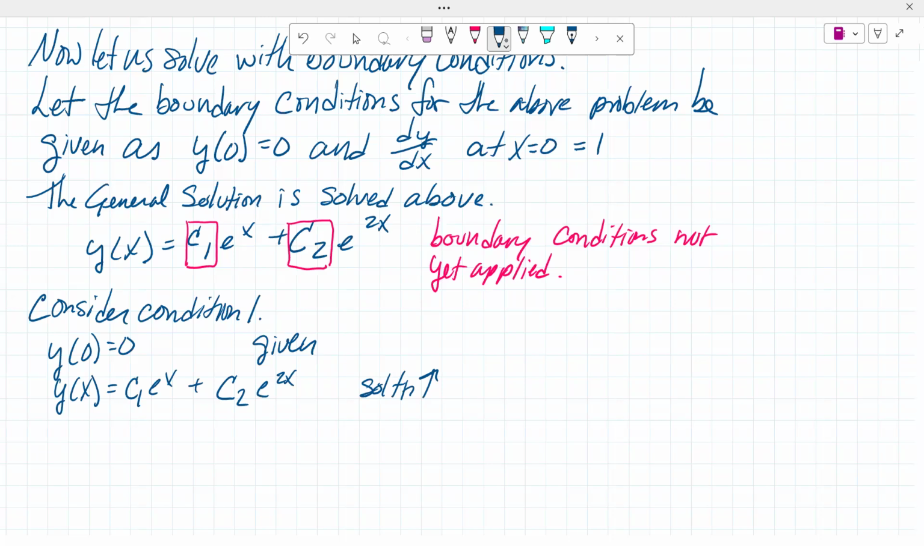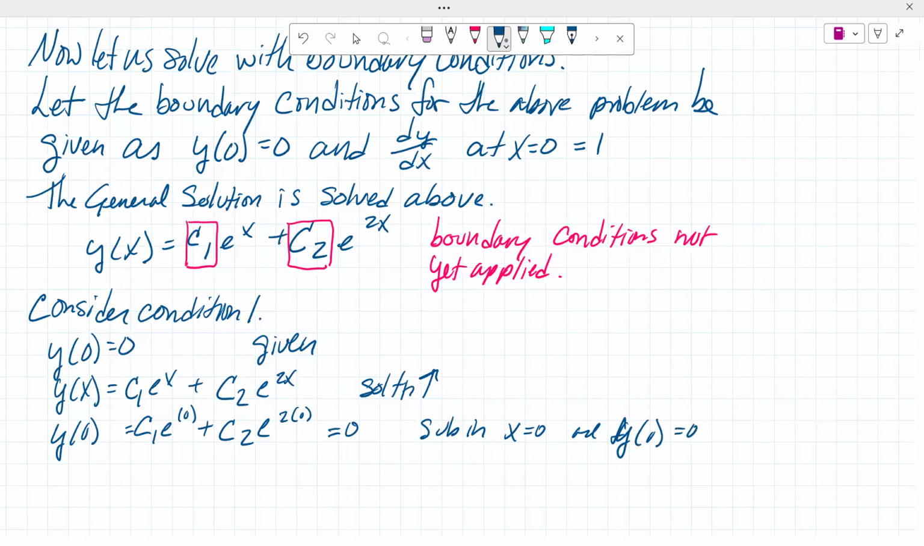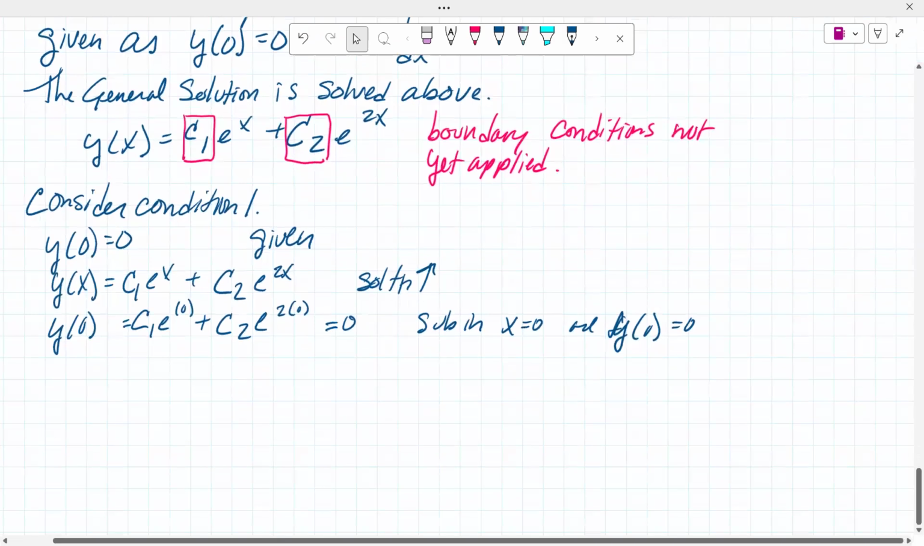What does it say? It says y of 0. In other words, when x equals 0, the answer is 0. So we're going to substitute that information in. We do y of 0 equals c1 e to the 0, since we know x is 0, plus c2 e to the 2 times 0, equals 0. This is sub in x equals 0 and y of 0 equals 0, which was the condition.